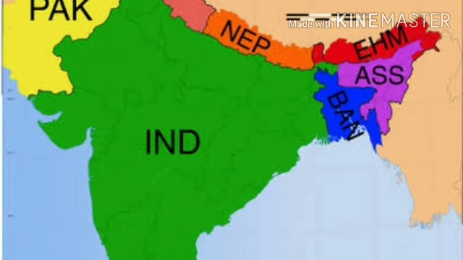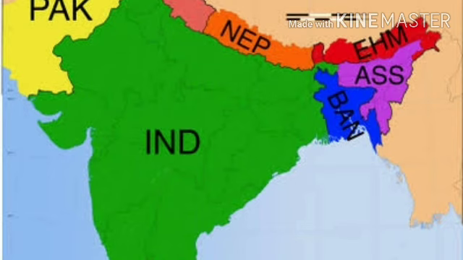The drainage system of India is classified into North Indian, Himalayan, and Peninsular rivers.